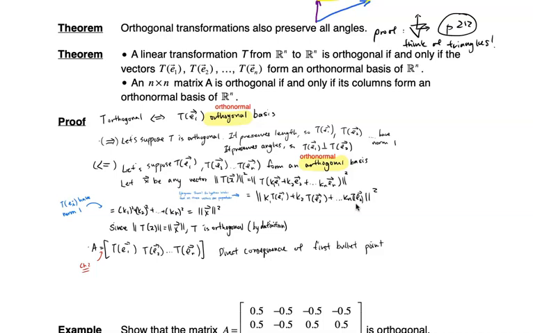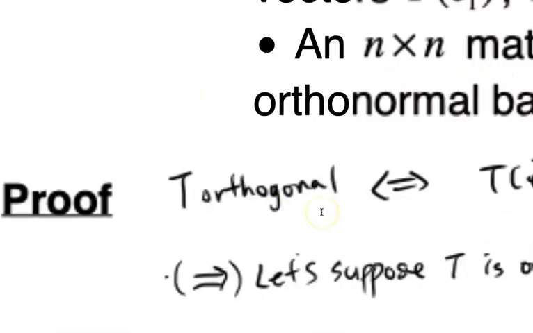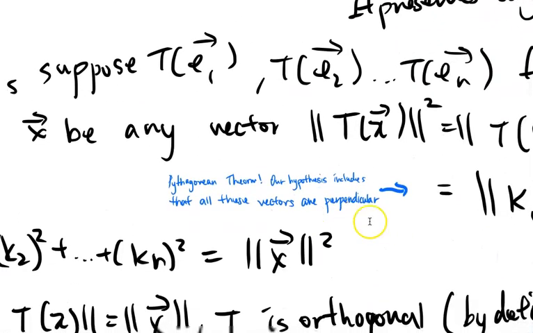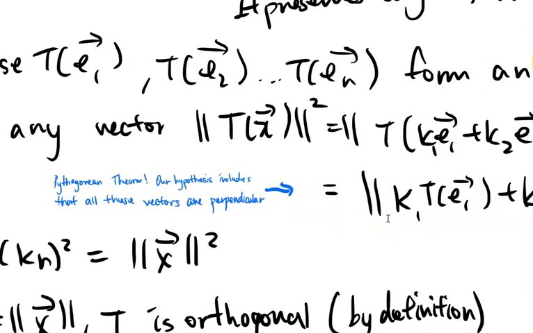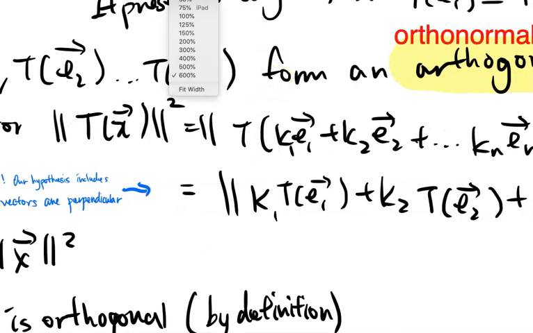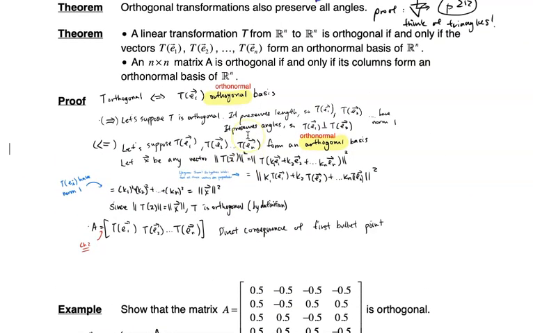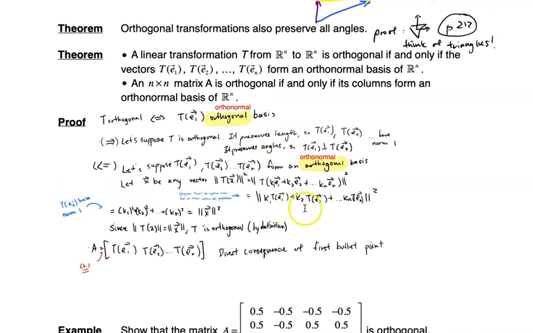We can use Pythagoras. It's written tiny here. Let me zoom as much as I can. Pythagorean theorem. Our hypothesis includes that all the vectors are perpendicular. Let me zoom back. Alright, so that means I can split, just like when we do a squared plus b squared equals c squared. This becomes that part squared plus this norm squared plus the third plus all the ones until the end squared.